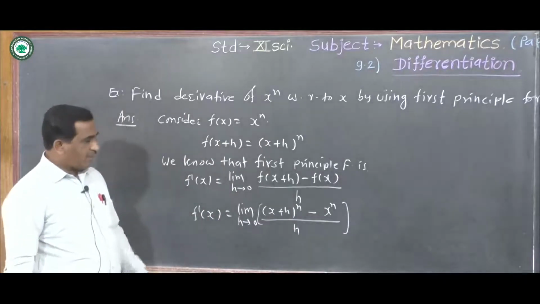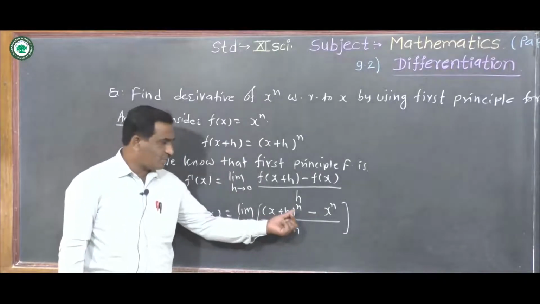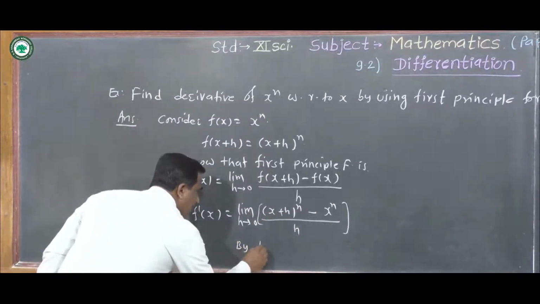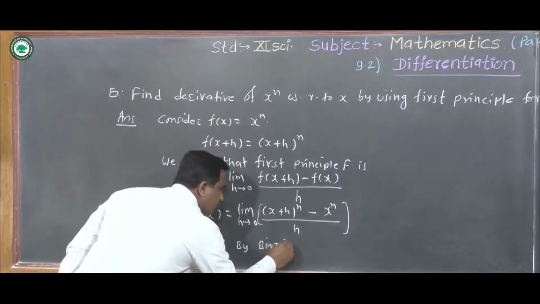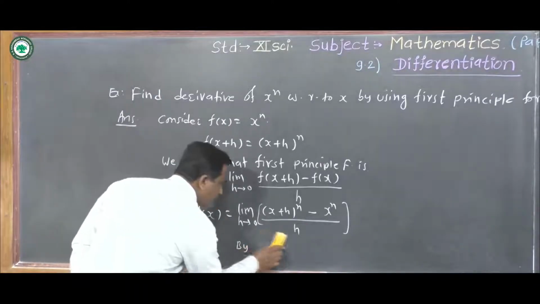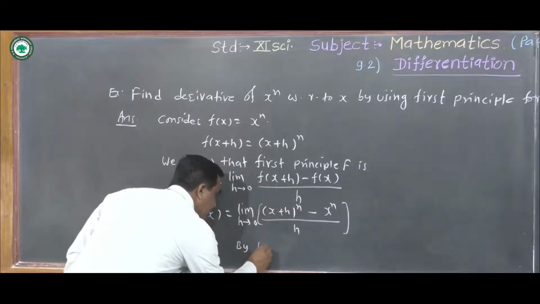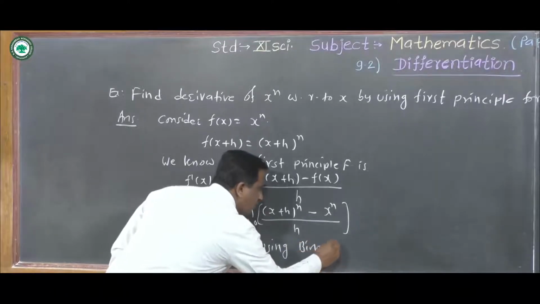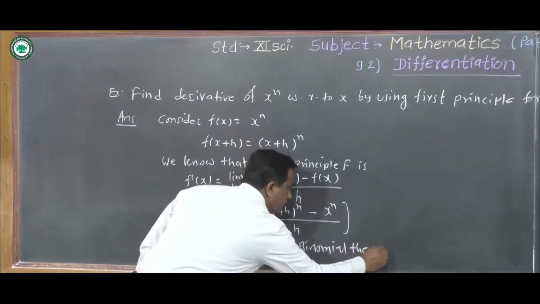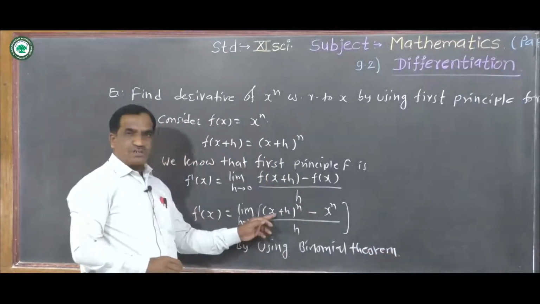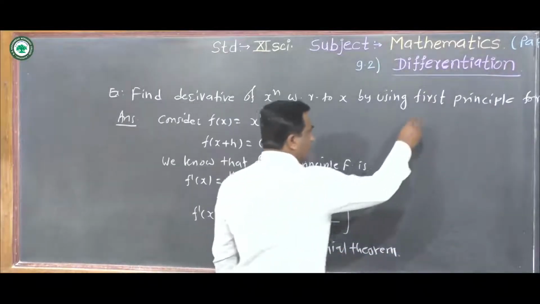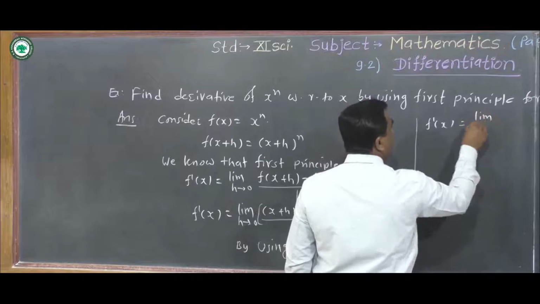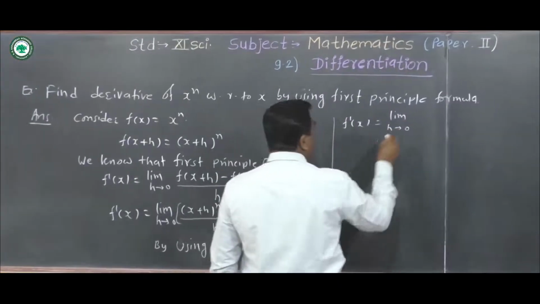Okay, now we want to write the expansion for this bracket (x plus h) raised to n. We use here the binomial theorem. By binomial theorem, we can write the expansion for this bracket (x plus h) raised to n. That is, f dash of x is equal to limit h tends to 0, in bracket.